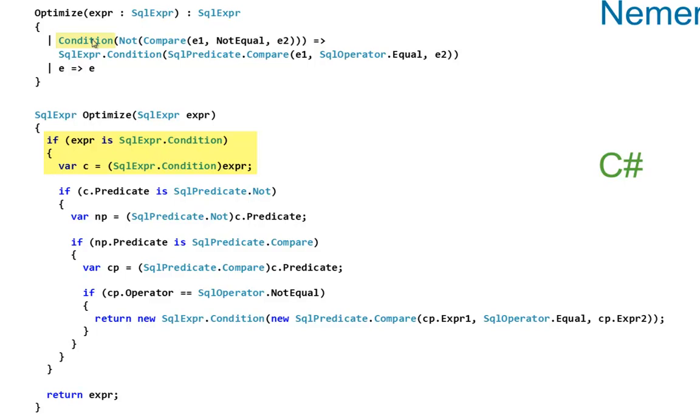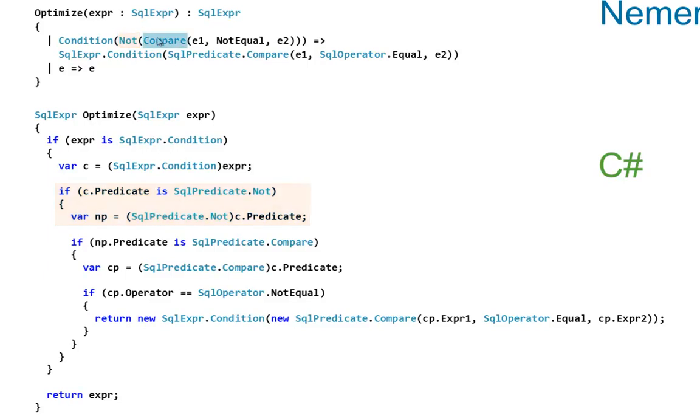Just one identifier in Nemerle and 3 lines of code in C#. The next pattern is the not predicate. Again, we use just one identifier to define our pattern, but this situation is even worse because we need to write 1, 2, 3 letters in Nemerle. In C# we still have 3 lines of code to implement the same logic. So 3 letters in Nemerle versus 3 lines of code in C#.